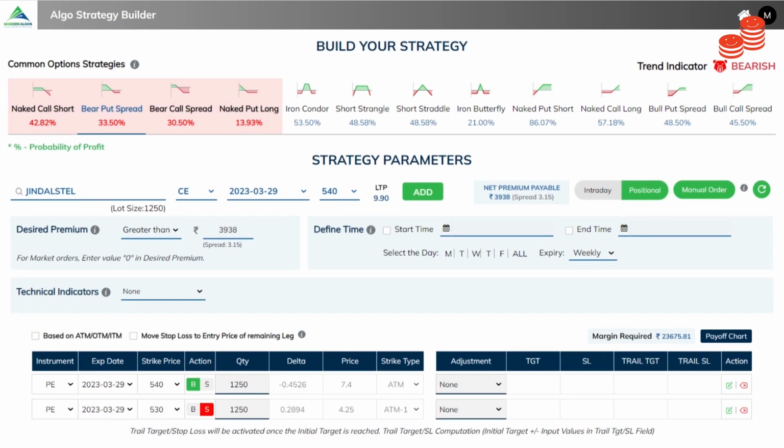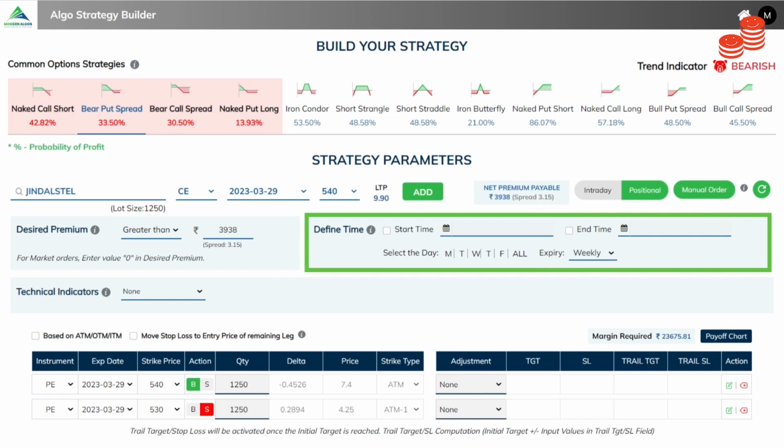Next, need to decide the spread for entering the strategy. The auto-populated premium is shown. If you wish, you can change the amount or even enter 0 for market orders. Apart from it, you can also define the start and end time of the strategy.